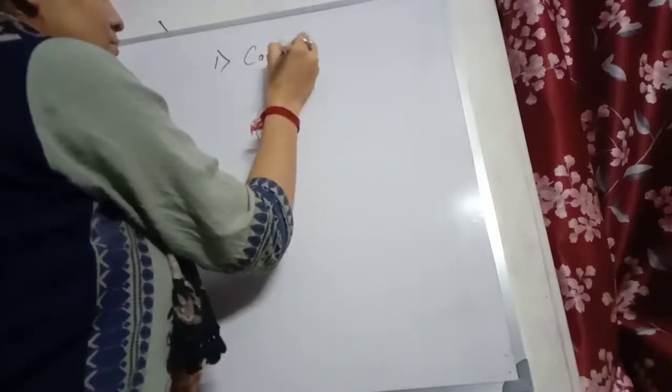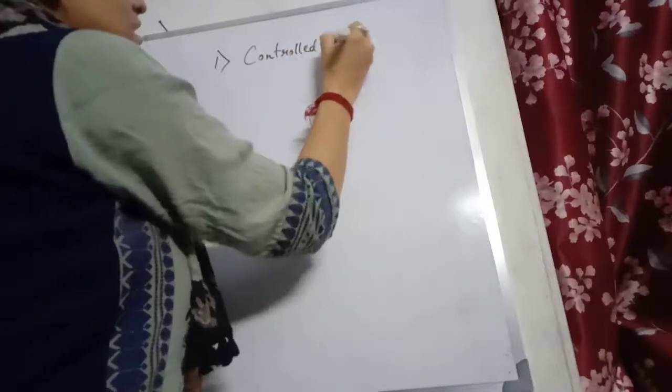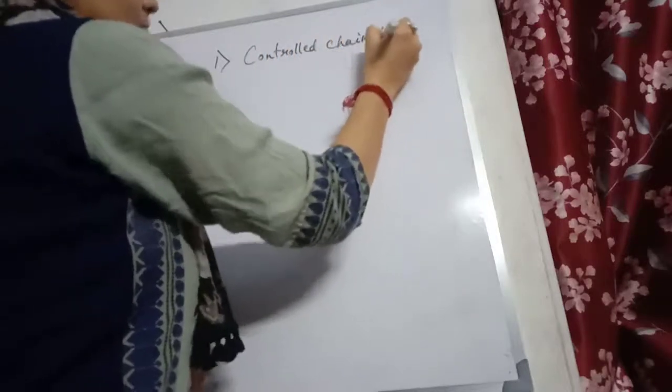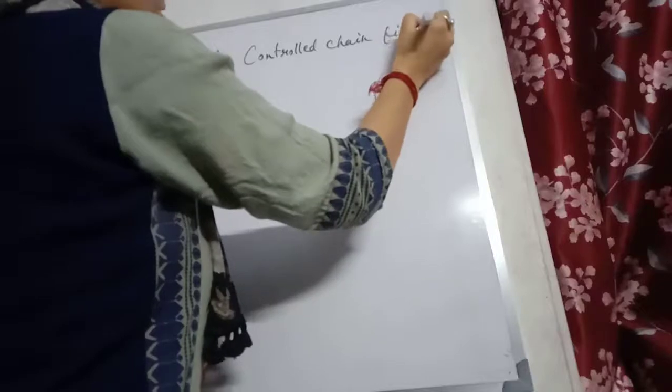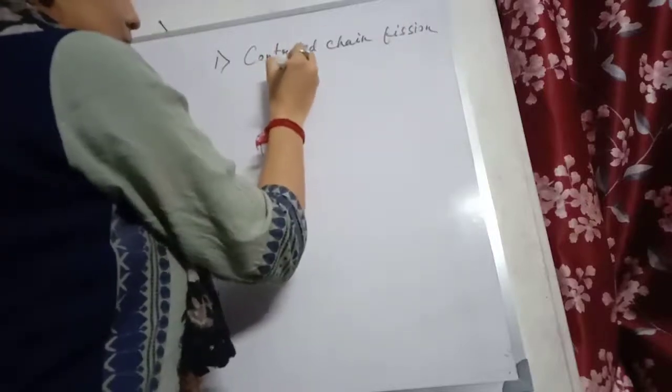Last class, I think I finished till the chain reaction. So, we'll be doing the types of chain fission reaction. Number one, controlled chain fission reaction.